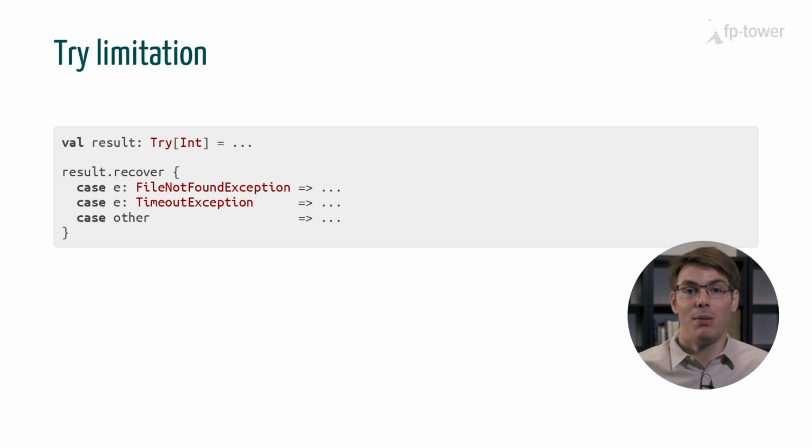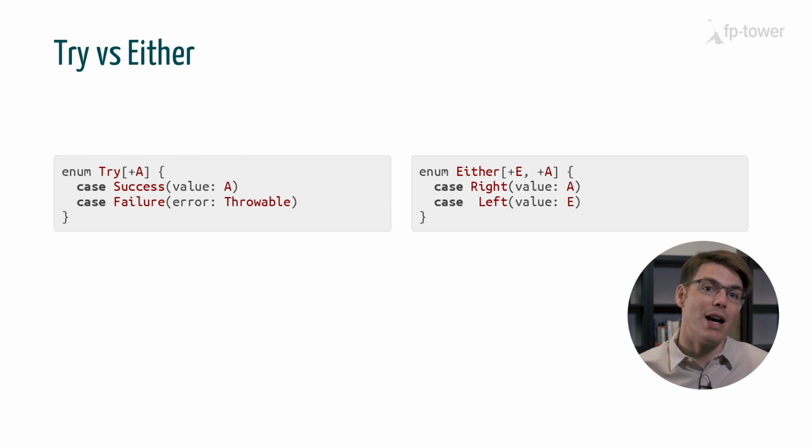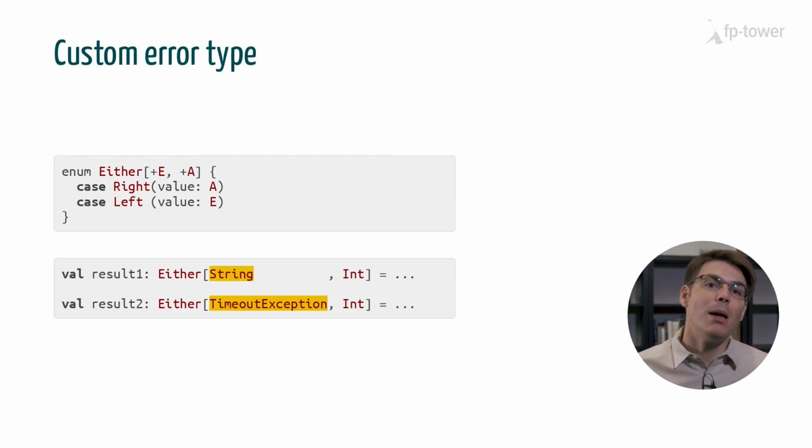This is exactly the same problem that we saw with a basic version of I/O, and the solution is also the same. Let's create a new error type called either, with two type parameters. The first one describes the type of error, while the second one describes the type of success. As you can see, either is like try, except that success is called right, and failure is called left. And also the value inside left is fully parametric, meaning that we can choose whatever we want. For example, we can create an either with a string error type, or one with a timeout exception.